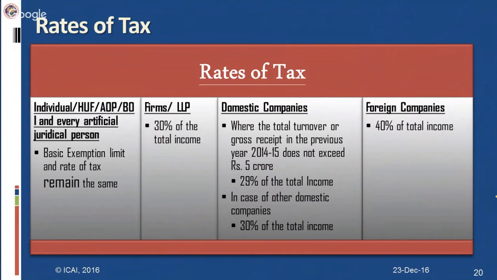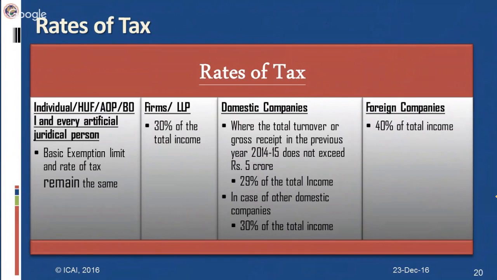For the purpose of getting the rates of taxes, we have to go to the first schedule of the Finance Act every year. This year, in case of individual, HUF, AOP, BOI, and every artificial juridical person, the basic exemption limit remains the same, plus the rates of tax also remain the same. Slab rates are provided in case of individual. We have a progressive system of taxation, where as the income increases, the tax liability increases.